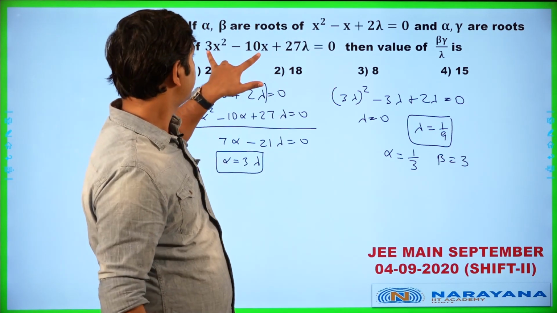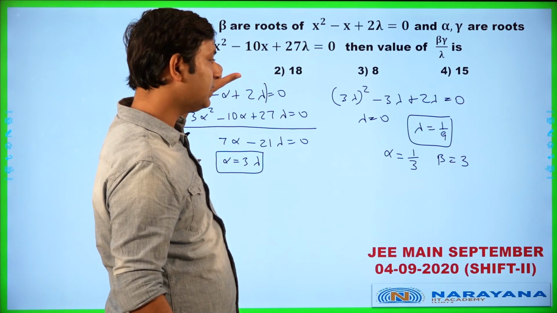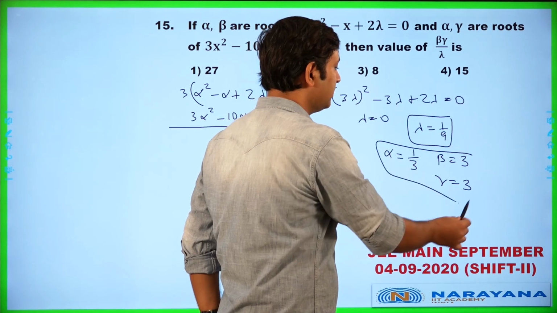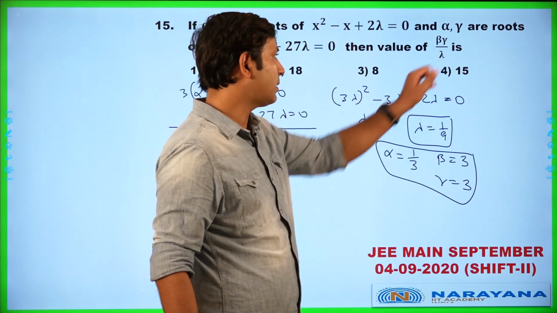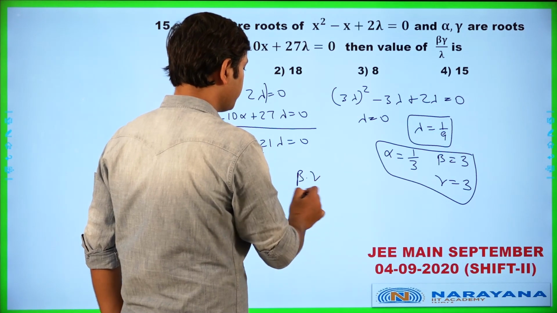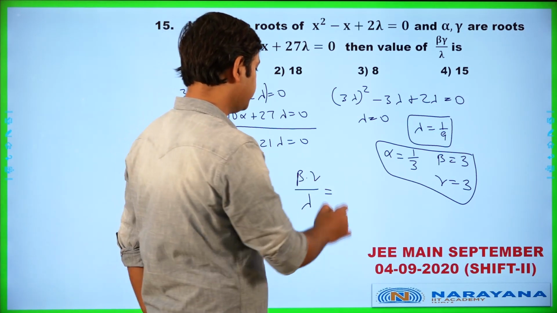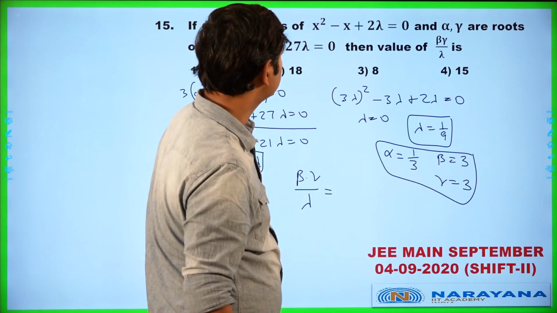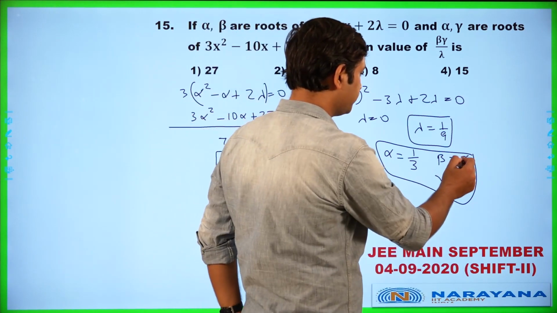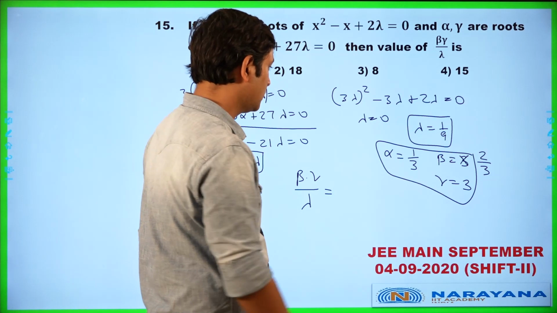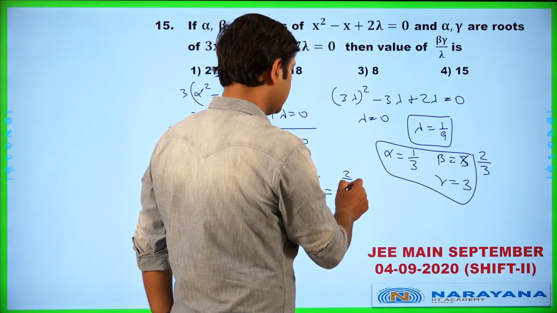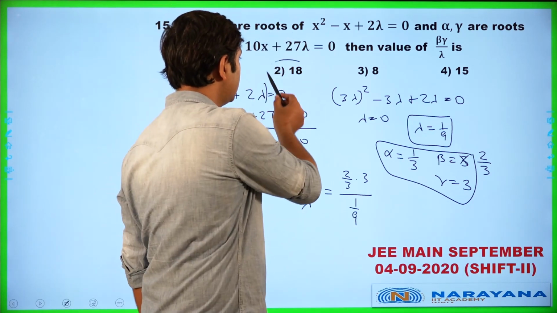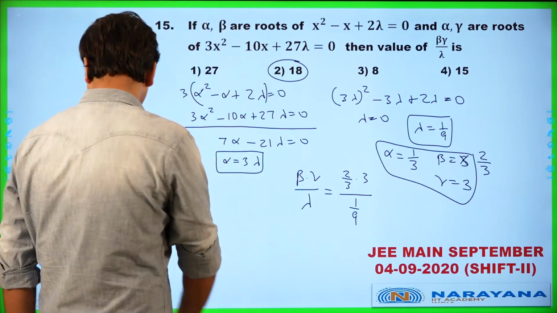For gamma, the sum of roots alpha and gamma must be 10 by 3, hence gamma must be 3. We have alpha, beta and gamma. What's required is beta gamma upon lambda, which is equal to... beta will be 2 by 3. We will have 2 by 3 into 3 upon 1 upon 9, which will be equal to 18. We'll mark that. We'll move on to the next question.